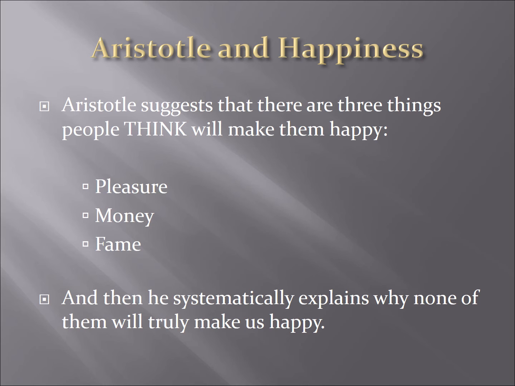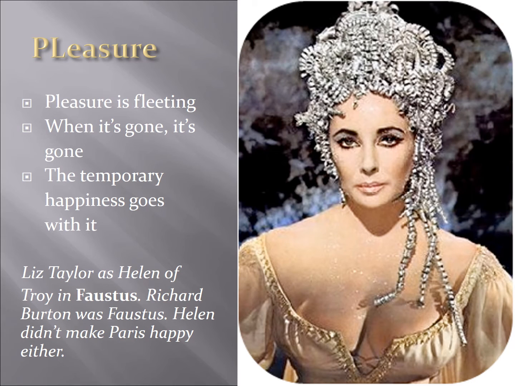In the Nicomachean Ethics, in the book called The Aim of Life, Aristotle says that there are three things that people think will make them happy: money, pleasure, and fame. And then he systematically explains why none of these will actually make us happy. Aristotle explains that pleasure is fleeting. When it's gone, it's gone, and the temporary happiness goes with it.